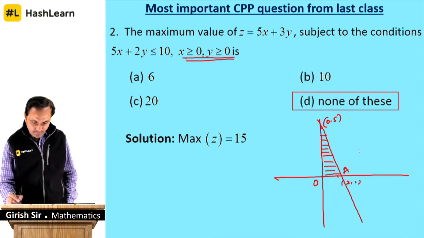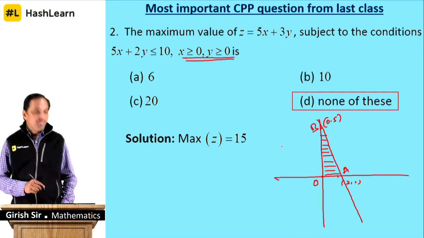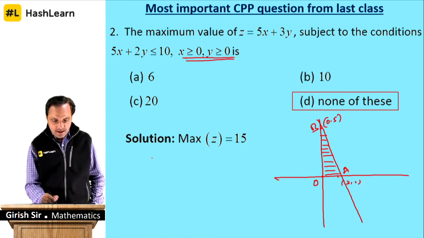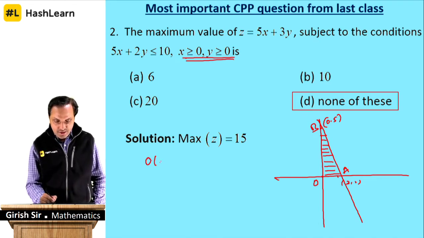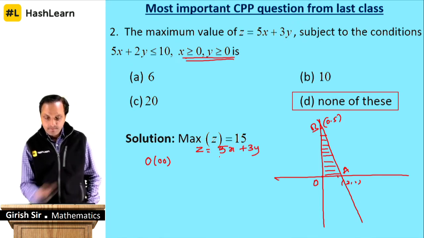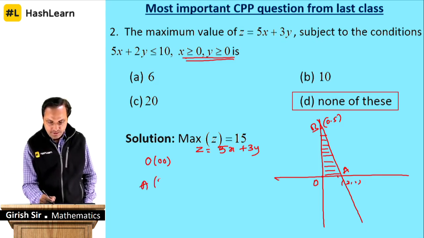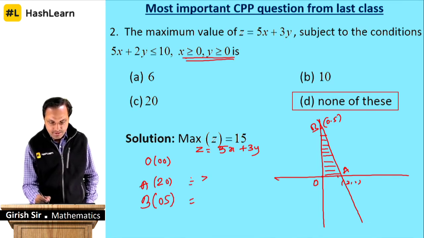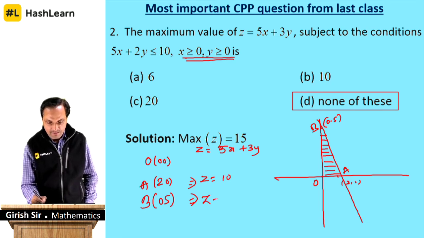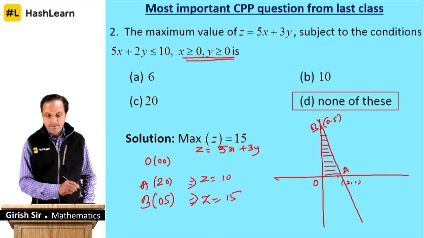Here is 0, here a and b, they are the coordinates. So at the origin, what will the value of z be? That is 5x plus 3y. a is 2 comma 0, b is 0 comma 5. So we have to find the value of z in these two cases. Your z will be 5 into 2 is 10. Here 5 into 3 is 15.